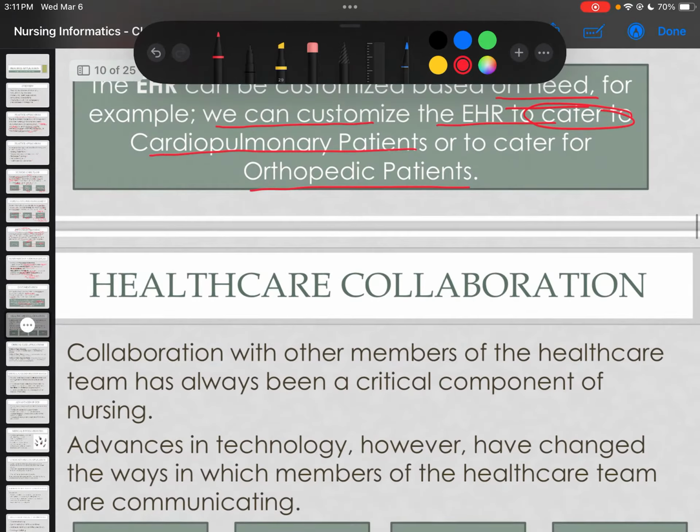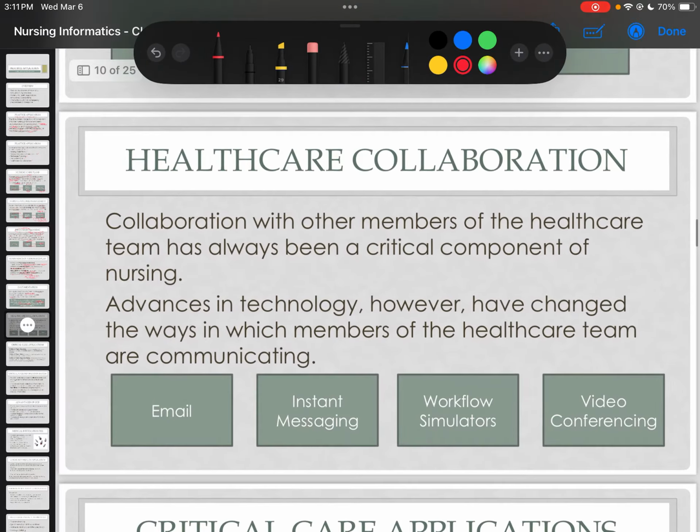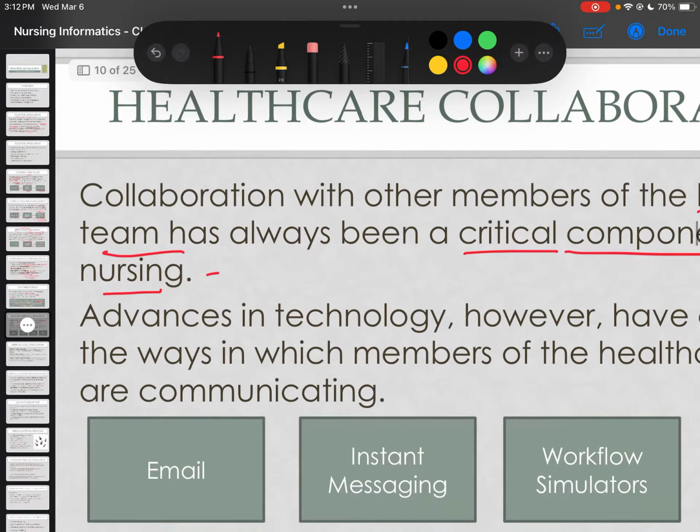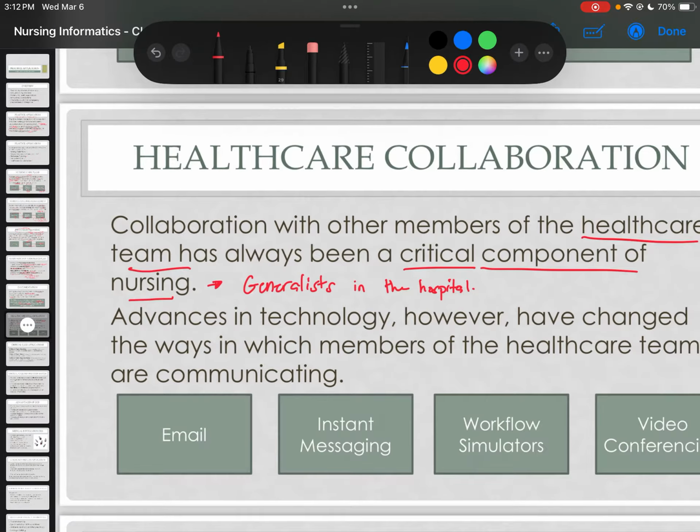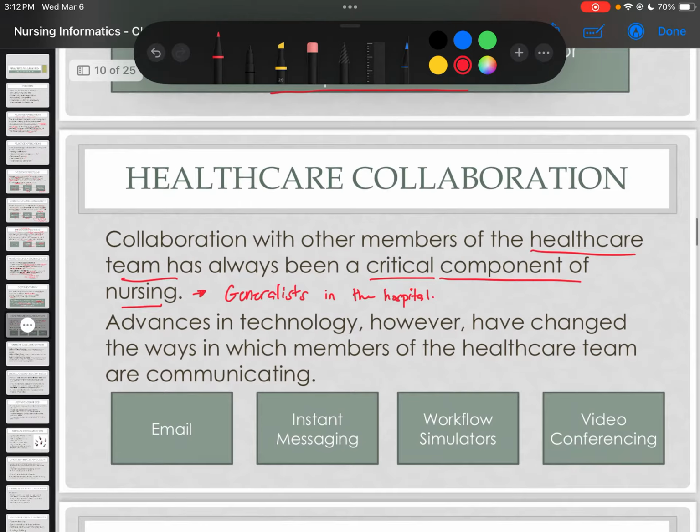Okay, next is healthcare collaboration. Now, collaboration with other members of the healthcare team has always been a critical component of nursing. If you do not know, ang kita mga nurses, no, we are considered to be the generalist in the hospital, meaning wala tayo specialty, di ba? We are the all around. So in that way, we are the ones who are always collaborating with other members of the healthcare team. Okay?